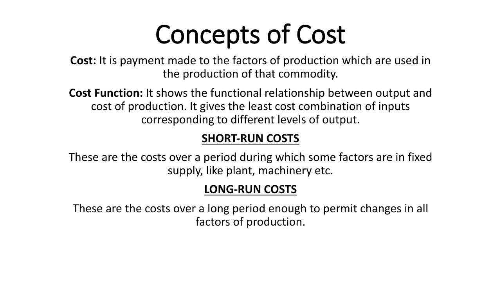Short run costs are the costs over a period during which some factors are in fixed supply, like plant, machinery, etc. So short run is such a period where some of the factors of production remain fixed. Here all the factors are not variable, and therefore whatever payment is made by the producer in the short run is known as short run cost.